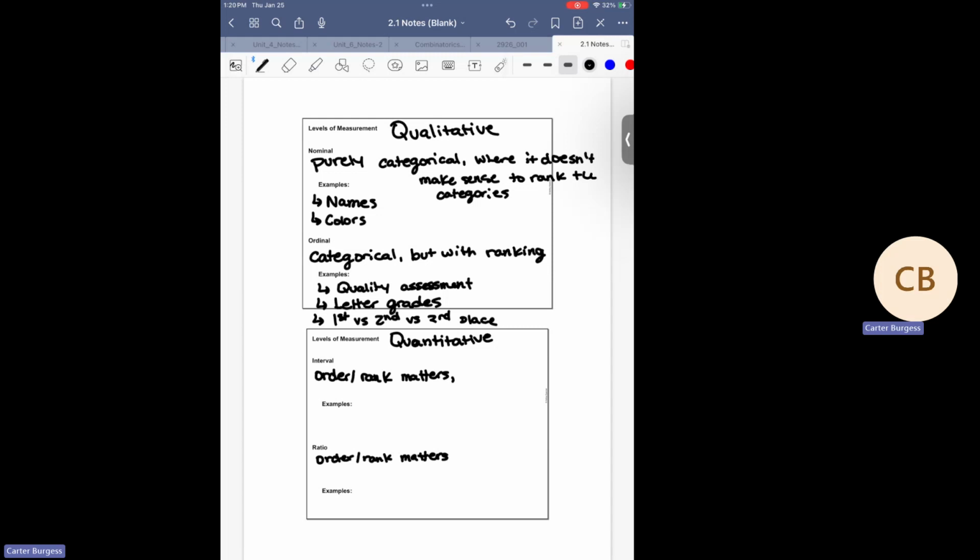The thing that's different between interval and ratio is that 0 for our interval level does not mean nothing. Okay, what on earth does that mean? 0 does not mean nothing. Let's consider an example. I think a phenomenal example to describe this is temperature.